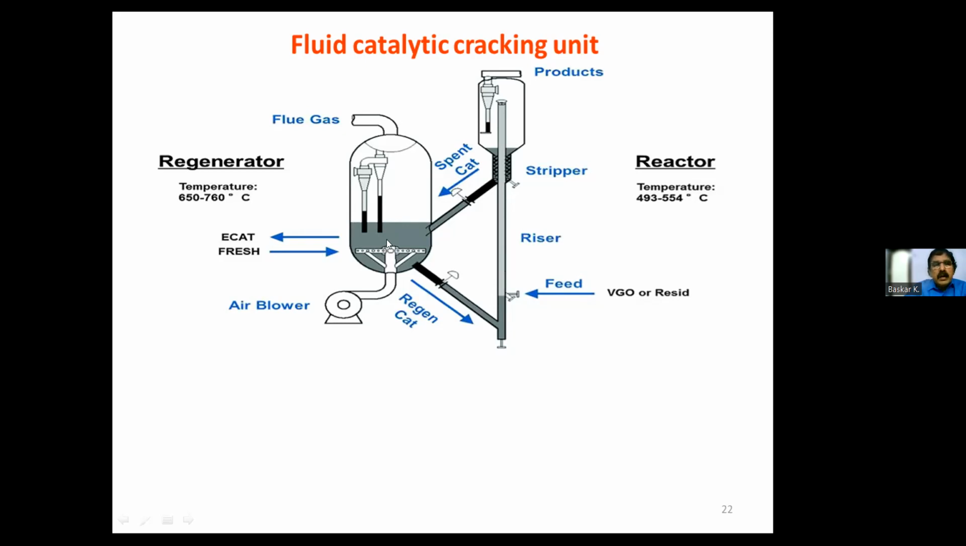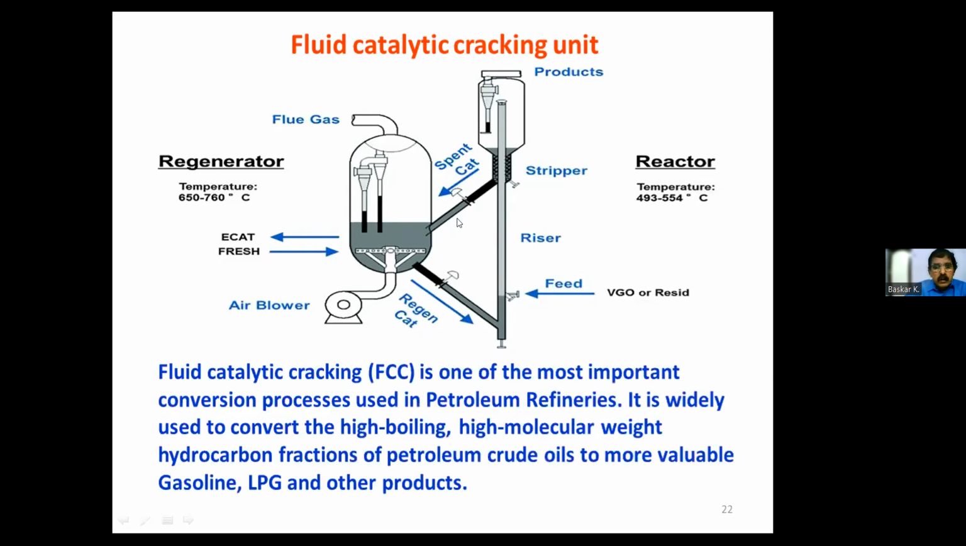And you can see the temperature profile. The reactor is operating at 490 degrees, and the regenerator is operating at 650 degrees. And there will be a flue gas also, which is flared to atmosphere after burning. So this FCCU, which is called fluidized catalytic cracking, is one of the most important conversion processes in a refinery. It is widely used to convert high boiling, high molecular weight hydrocarbon fractions of petroleum oil to more valuable gasoline and other LPG products.